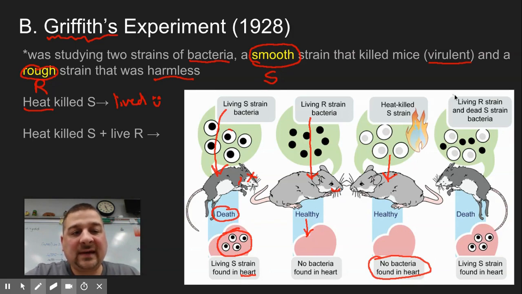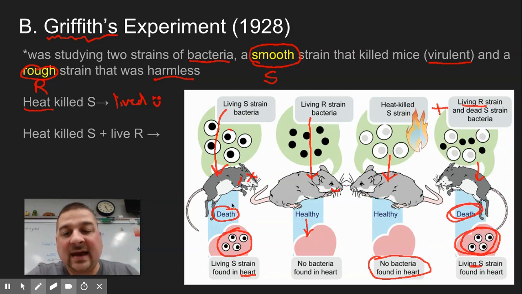But the fourth thing he did puzzled him a little bit, because when he mixed the heat-killed S strain with living R strain, he thought, well, R strain, mouse lives. Heat-killed S strain, mouse lives. So the mouse should live, right? Wrong. The mouse died, and an interesting thing happened. When he cultured the blood and the heart samples, he found living S strain.